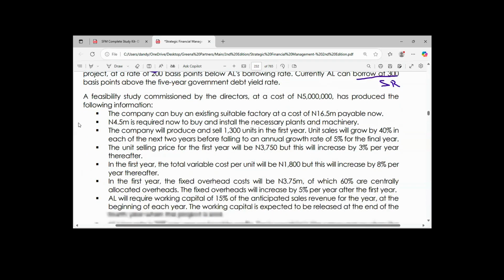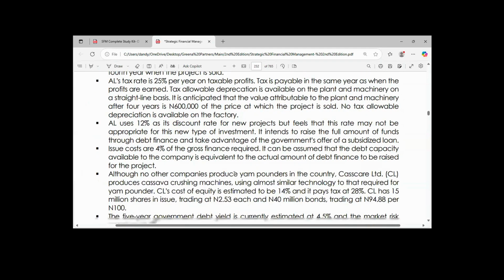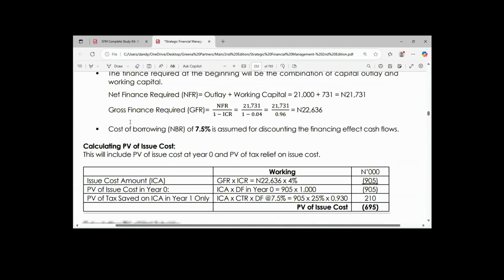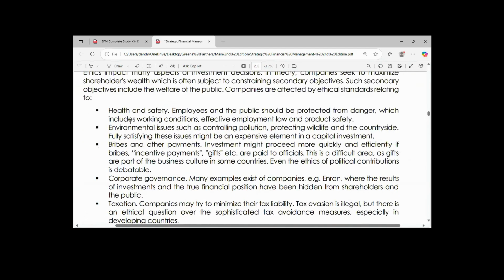Okay, so that's what the examiner is telling you here, that you are told it is anticipated that the value attributable to the plant and machinery after 4 years is 600,000 naira of the price at which the project is sold. The project is sold for 24 million naira. So out of that, 600,000 is made for plant and machinery. So like I said, to calculate my tax saved on capital allowance, let's go and do the workings. I've already explained what you need to do, but let's check the workings.